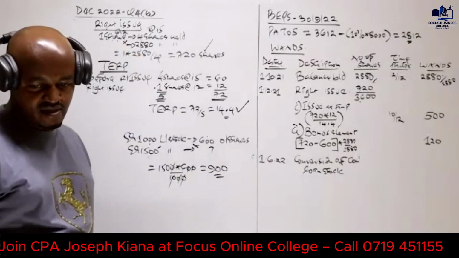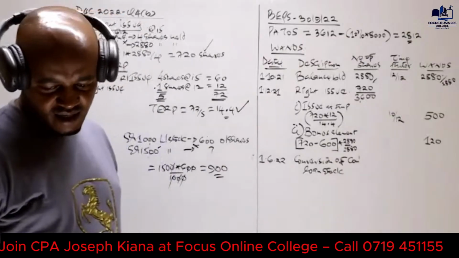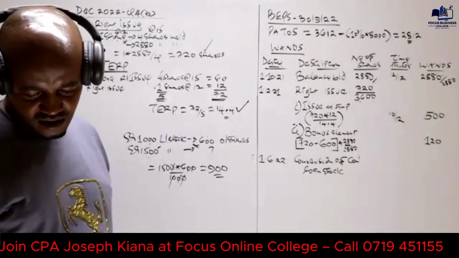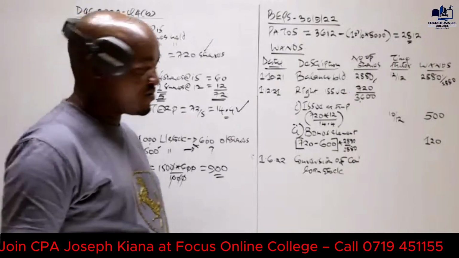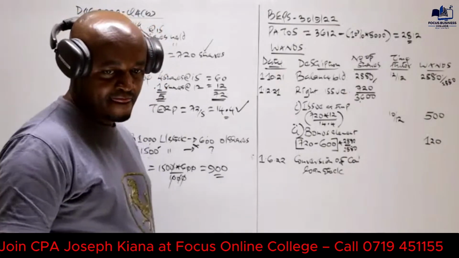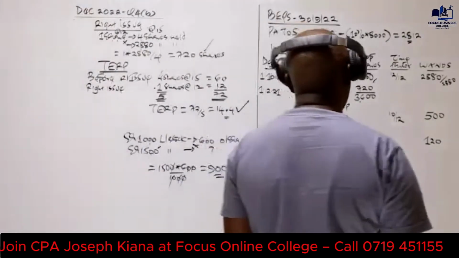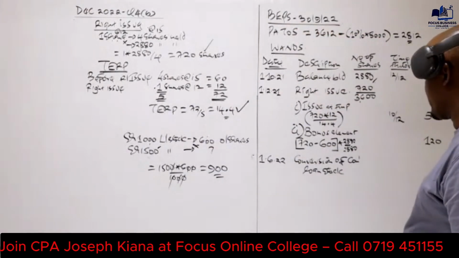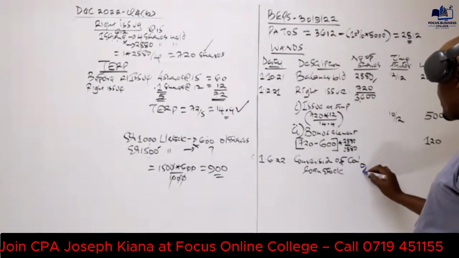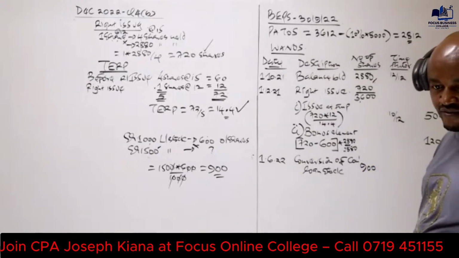I'm getting 900. Is that what you're getting? 900? Yes, 900. So these are basically the shares which were issued on conversion. We write that here. The shares issued on conversion were 900.